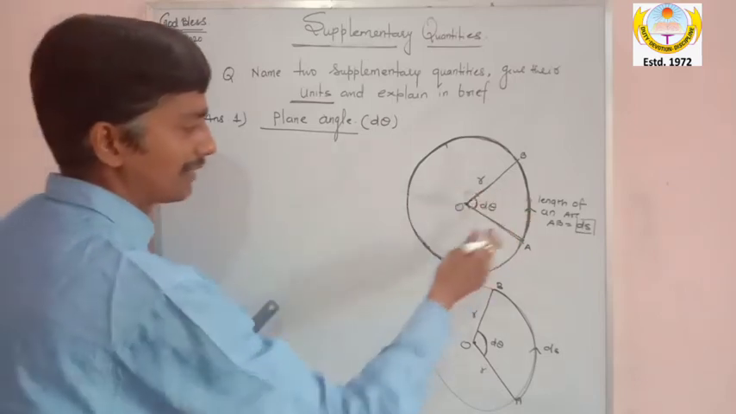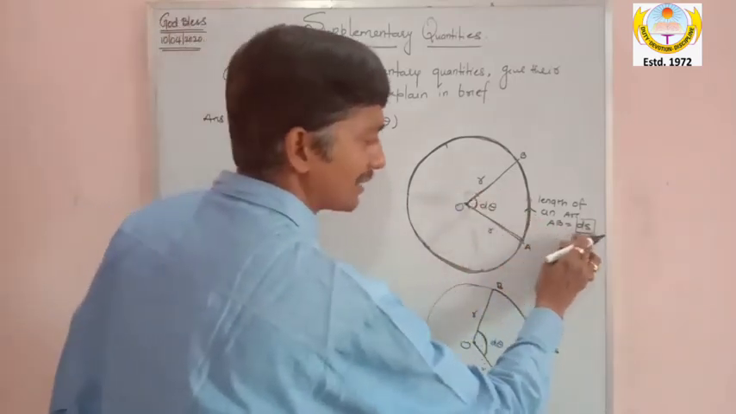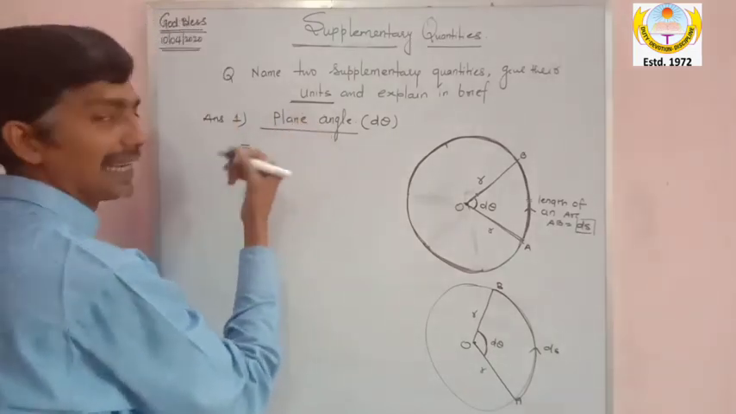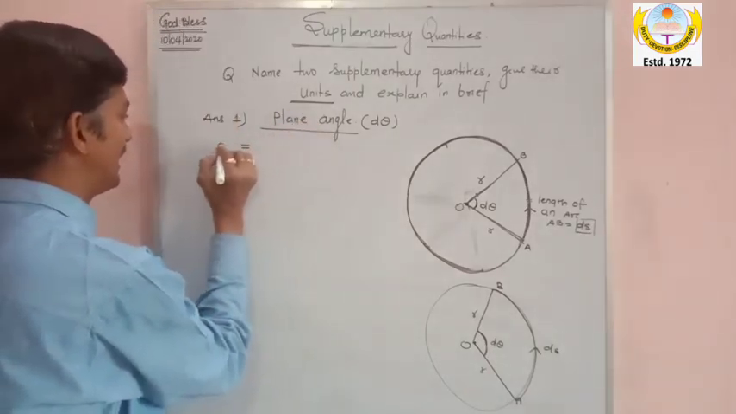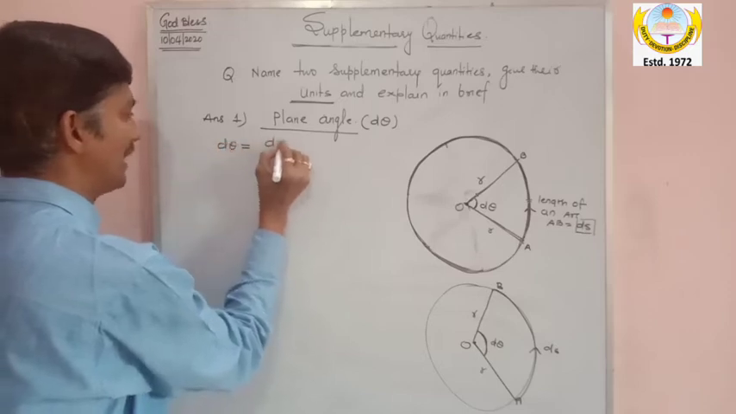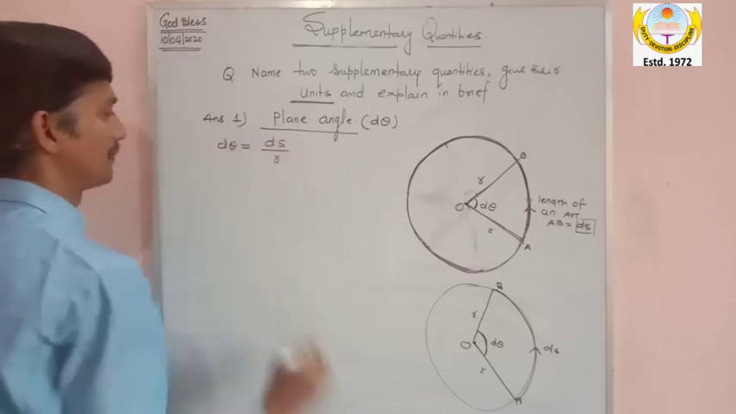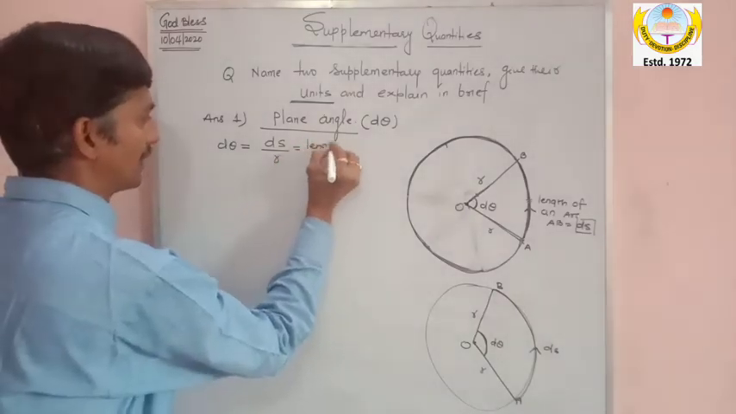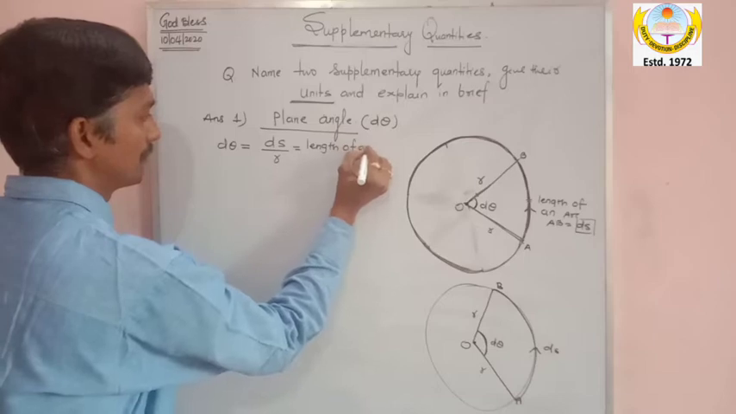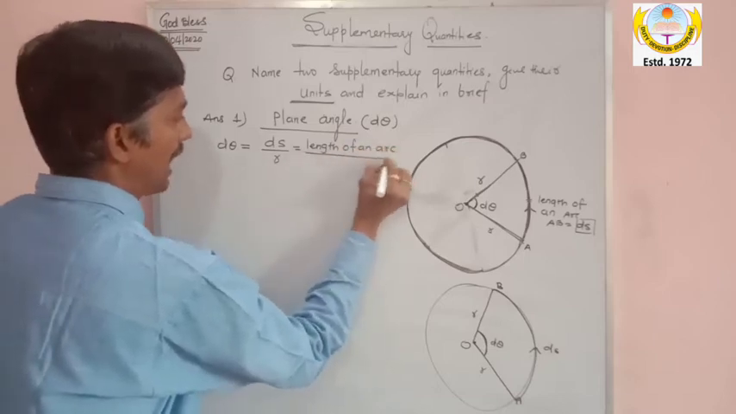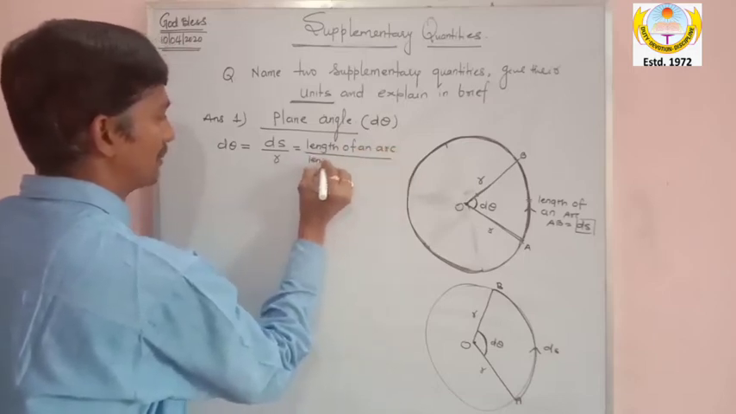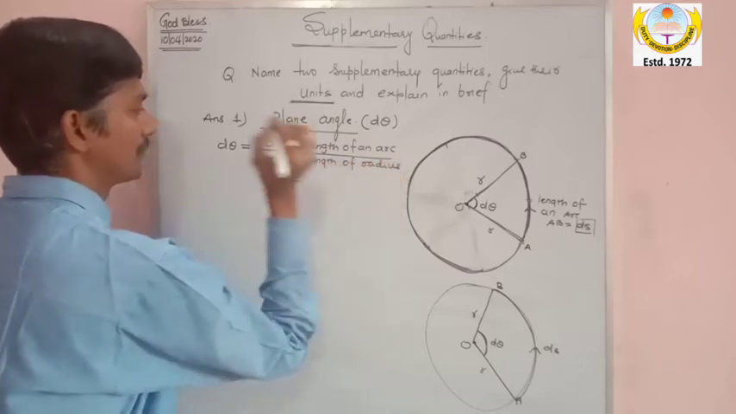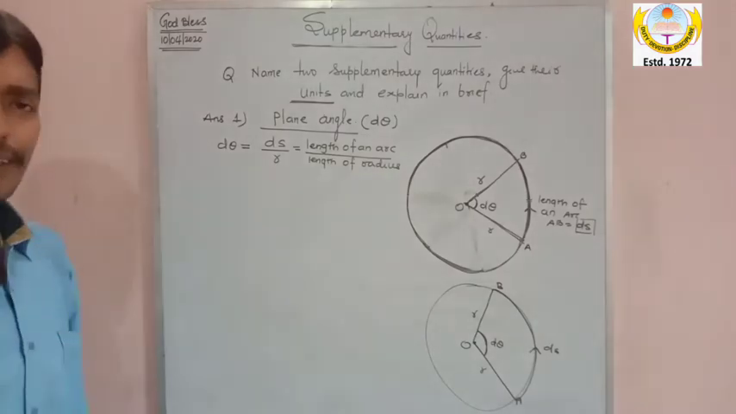So what is the length of an arc here? The length of an arc is nothing but ds. So here it is. Generally, plane angle is defined as d theta is nothing but ds divided by r. Now what is ds, my dear? ds is nothing but the length of an arc, and r is nothing but the length of radius. I hope it is clear.